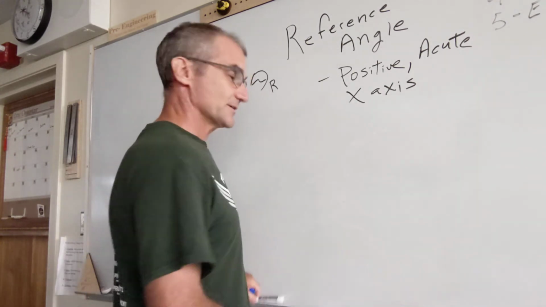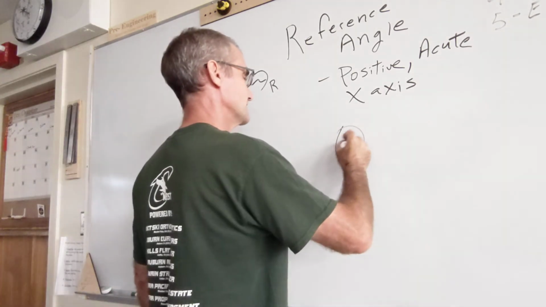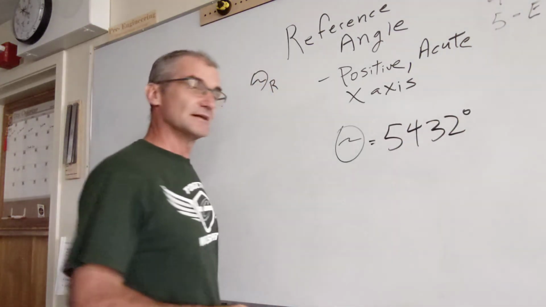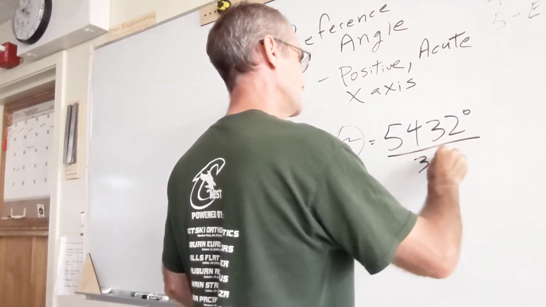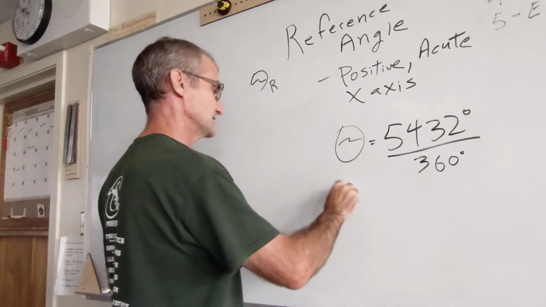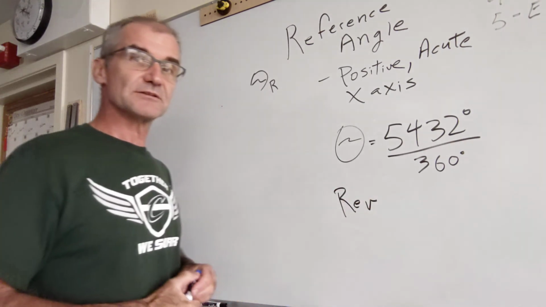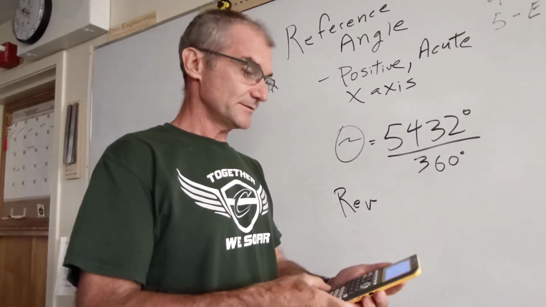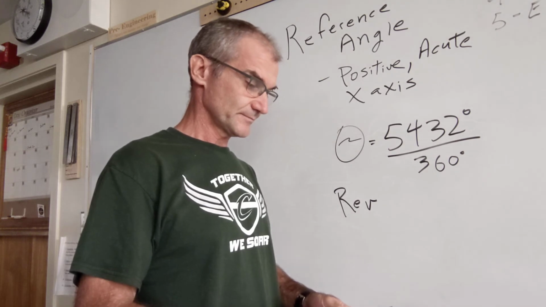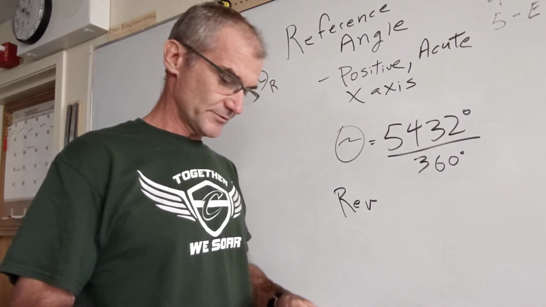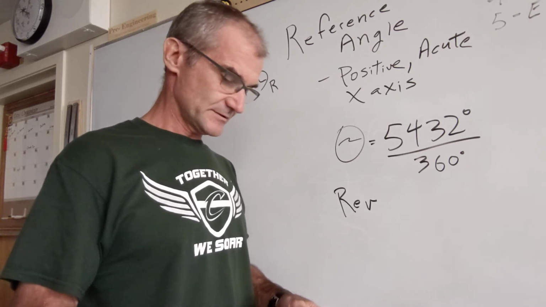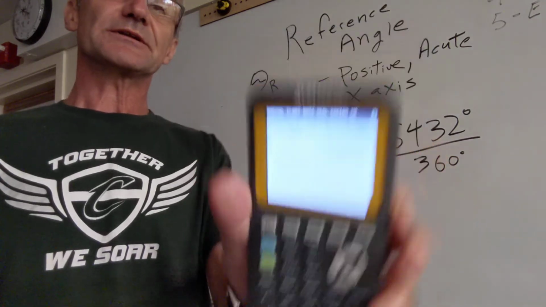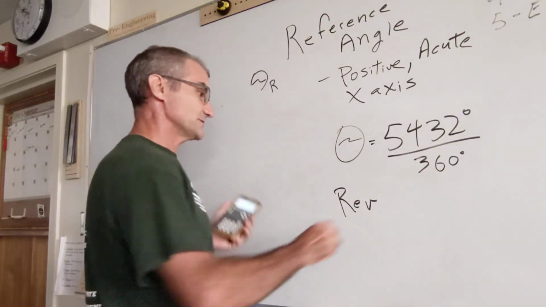I already forgot what that number is, but let's say theta is equal to 5,432 degrees. I'm going to take that number and divide it by 360 degrees, and that's going to give me the number of revolutions, or rotations around. So on my calculator, I go 5,432 divided by 360 degrees, and that gives me 15.088. So that's the number of revolutions.